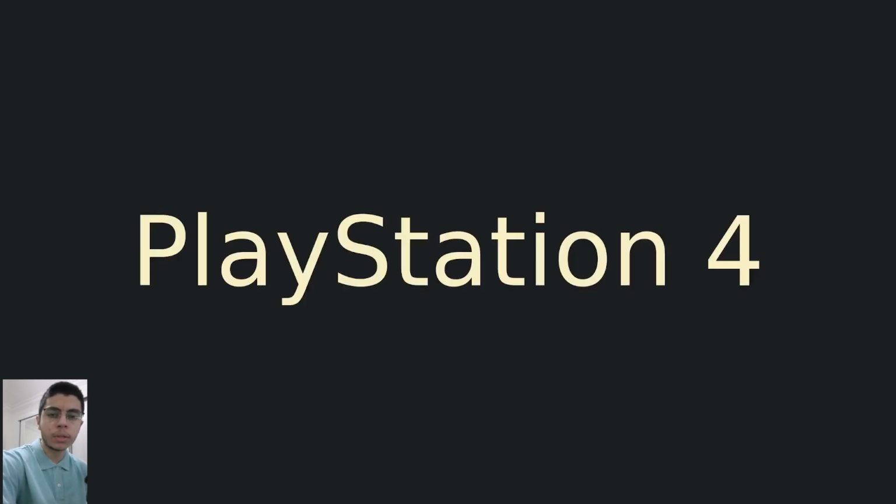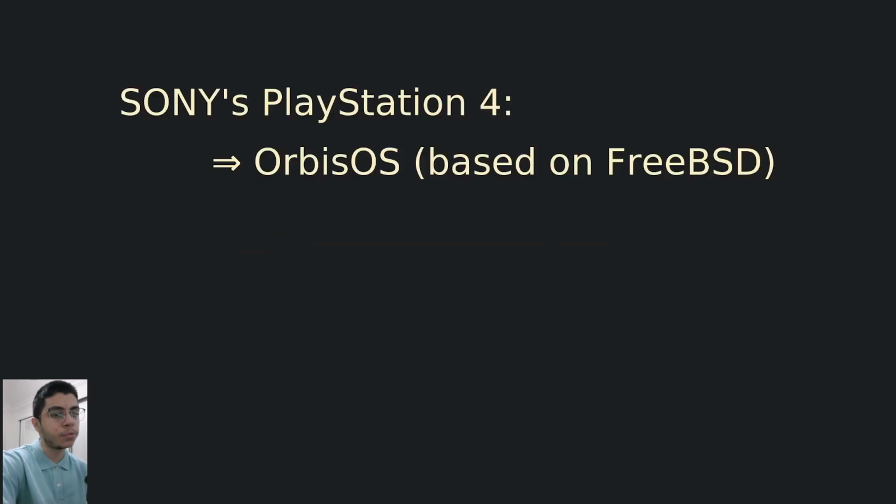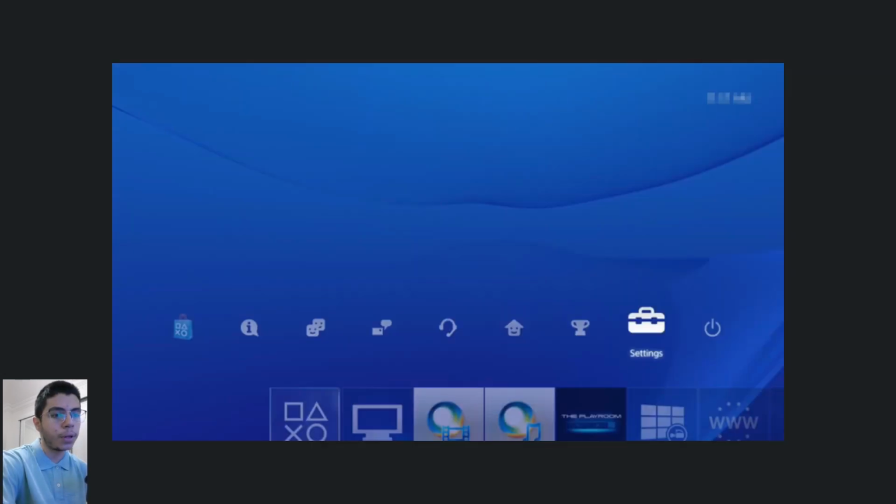So let us start with my first actually deep interactions with computers. One of my first exposures to Unix-derived systems is actually a funny story. You see, I had a PlayStation 4 when I was in middle school. The PlayStation 4 runs Orbis OS, which is based on FreeBSD, a Unix-like operating system, created by the company Sony.